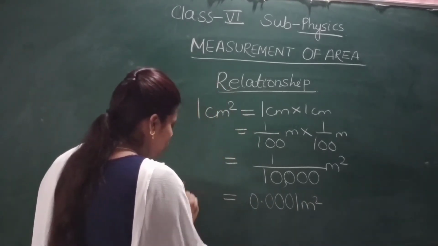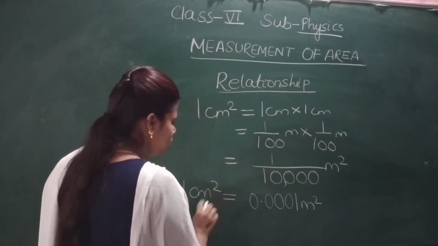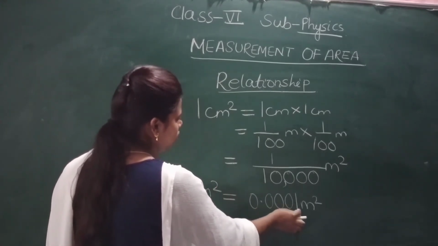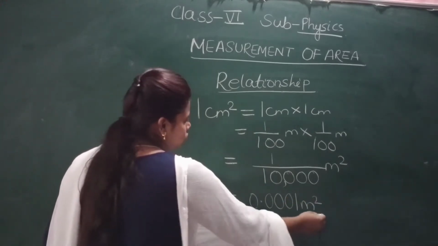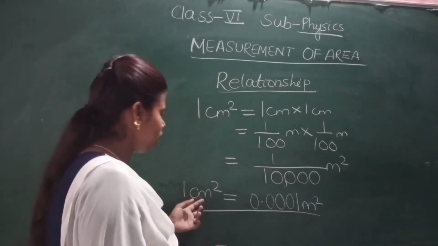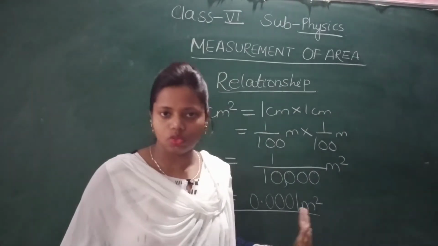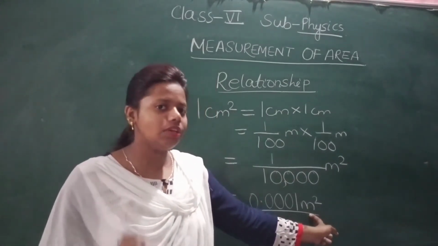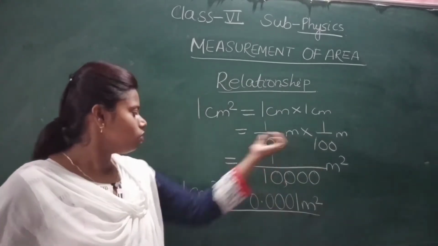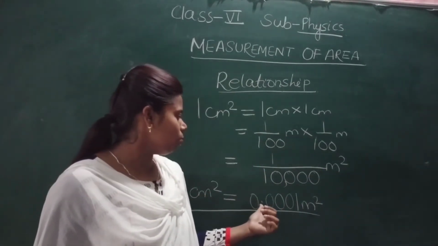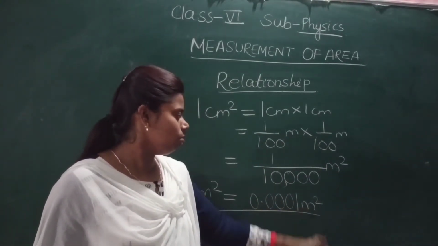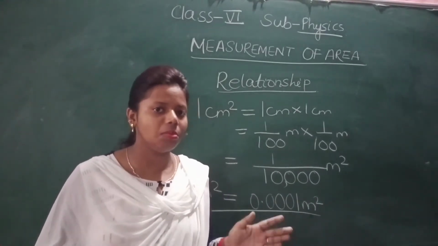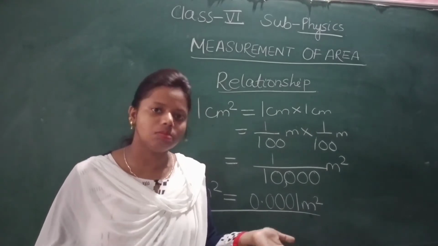Okay, so 1 centimeter square is equal to how much? 0.0001 meter square. Okay, so this is the relationship between centimeter square and meter square. This is the SI unit; this meter square is the SI unit of area. So 1 centimeter square is equal to 0.0001 meter square. Now let's see the relationship between 1 kilometer square and meter square.